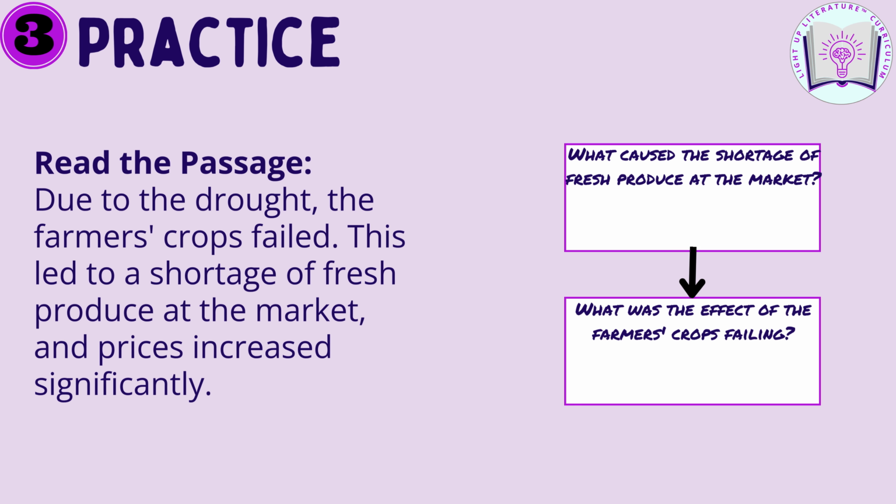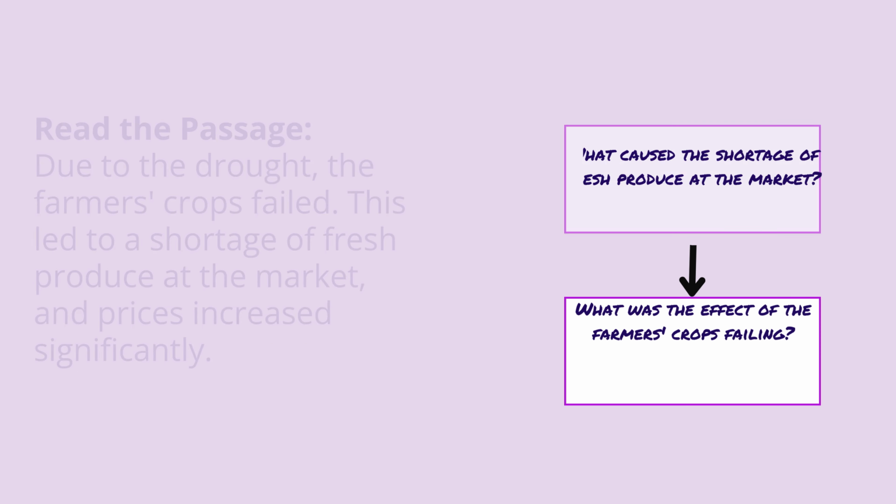Due to the drought, the farmers' crops failed. This led to a shortage of fresh produce at the market, and prices increased significantly. Now answer the two questions on the screen. What caused the shortage of fresh produce at the market? And what was the effect of the farmers' crops failing? Pause the video here and complete your answers.